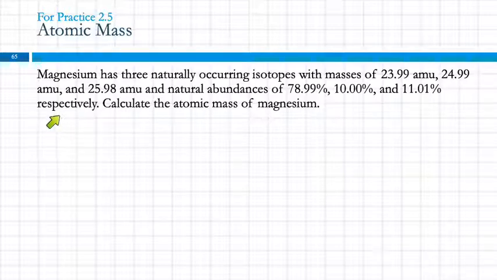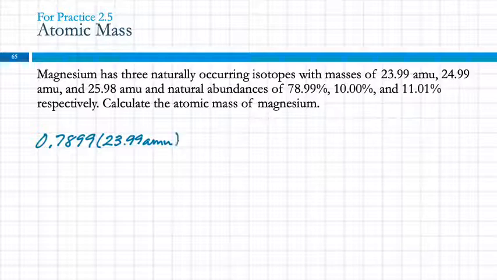So this word "respectively" means that this list of 3 numbers, 3 masses, and 3 percentages are in the same order. So the first one of this list goes with the first one of that list. So what we do is we take the percentage and make it into a decimal form, dividing by 100. So 78.99% becomes 0.7899. And we multiply by the mass of that isotope. So that one goes with 23.99 AMUs.